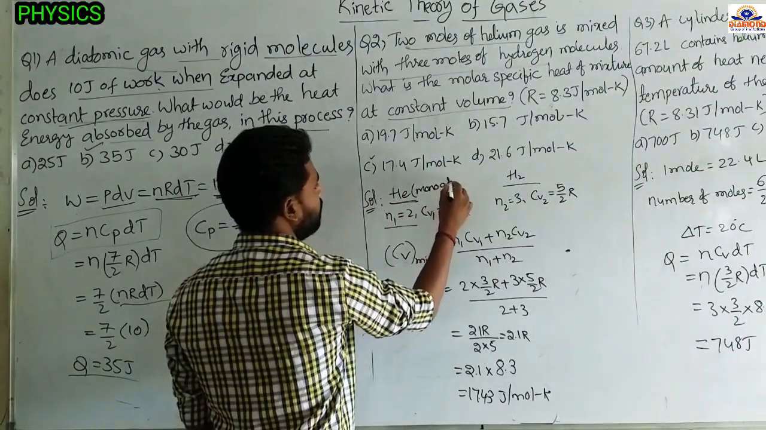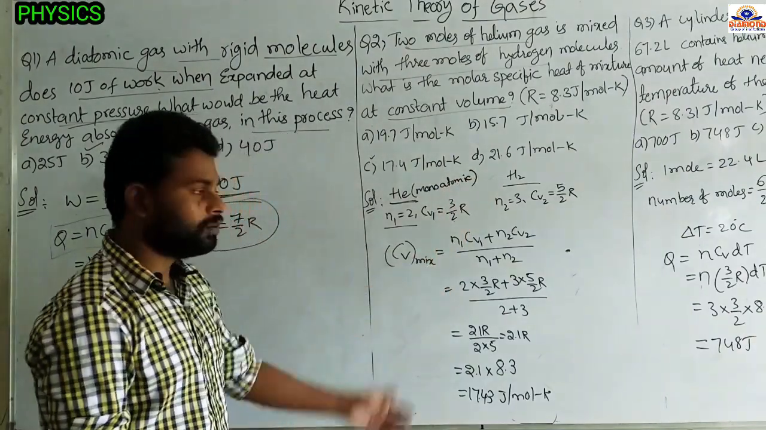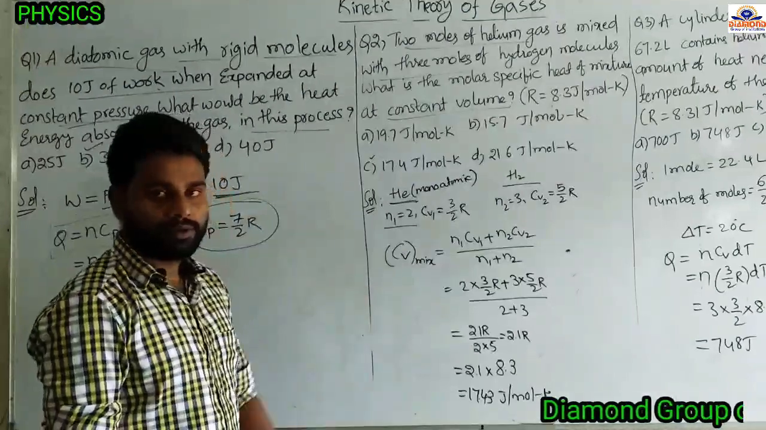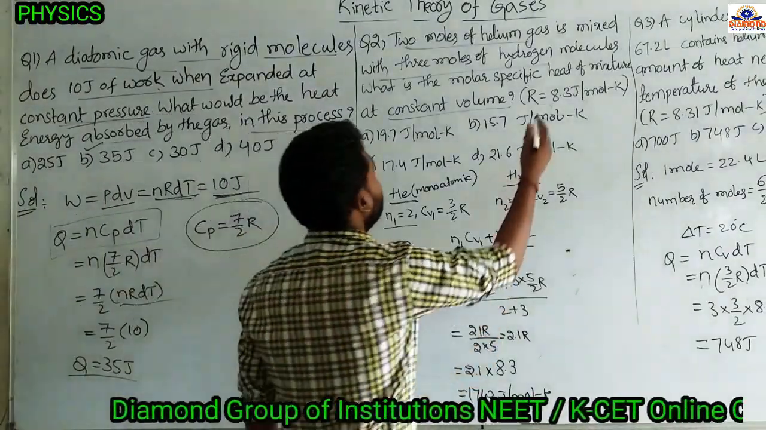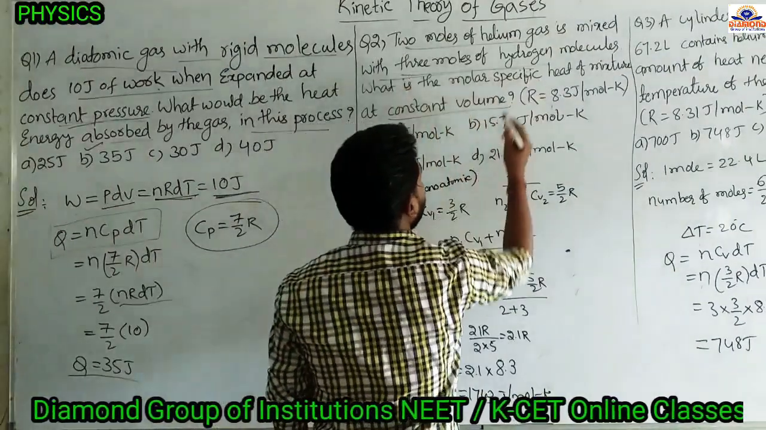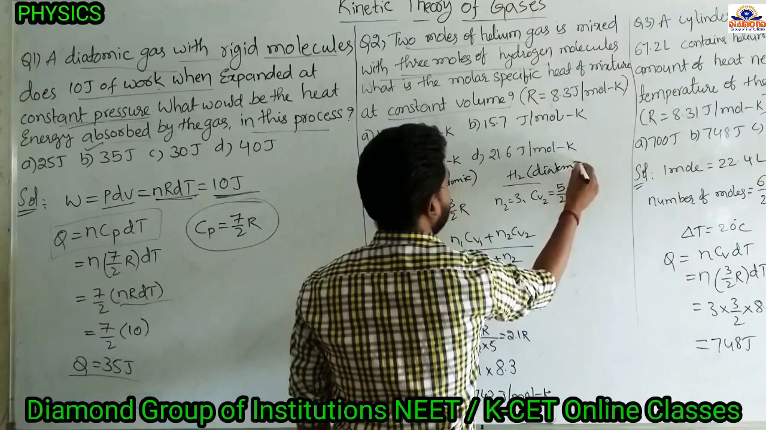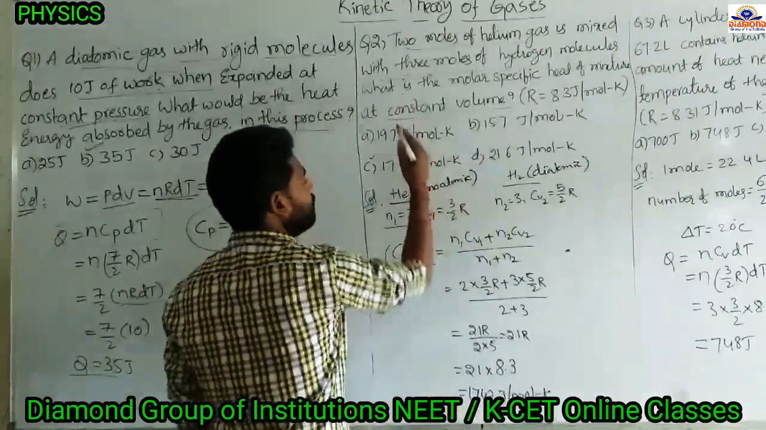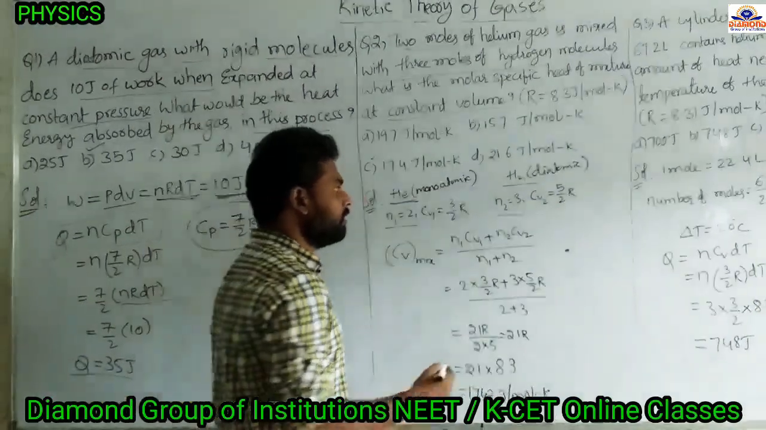For monoatomic gas, the Cv value is 3 by 2 R, diatomic 5 by 2 R, triatomic 7 by 2 R. Remember the Cv values also. Next, it is mixed with 3 moles of hydrogen molecules. Hydrogen is diatomic, so n2 equals 3, and for diatomic Cv2 is 5 by 2 R.